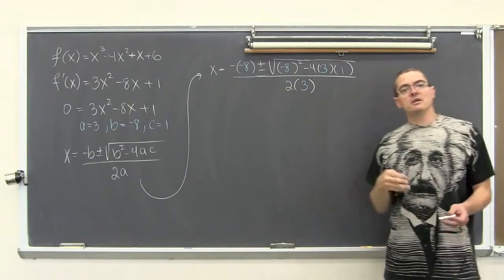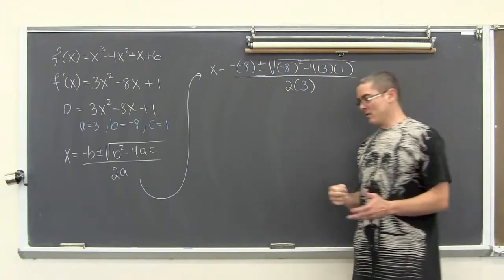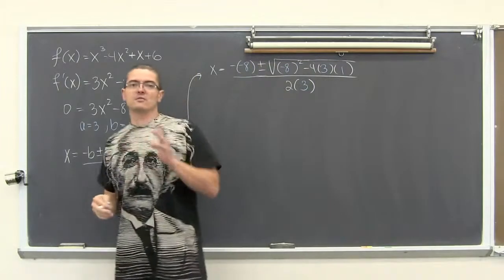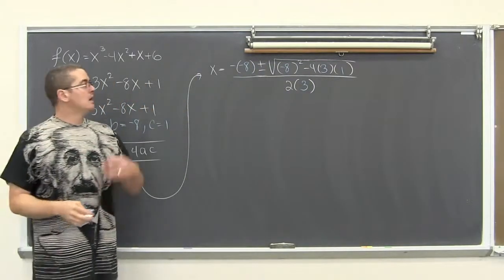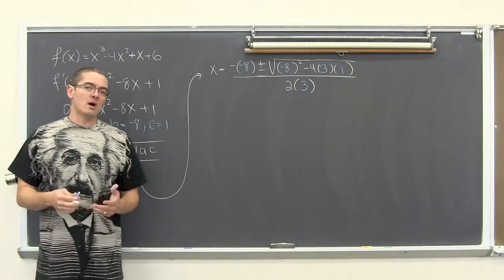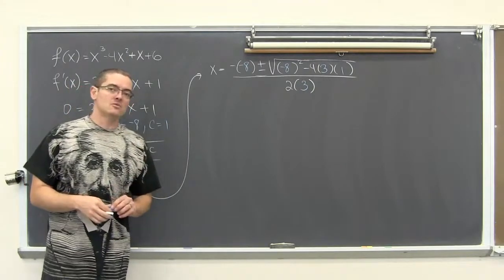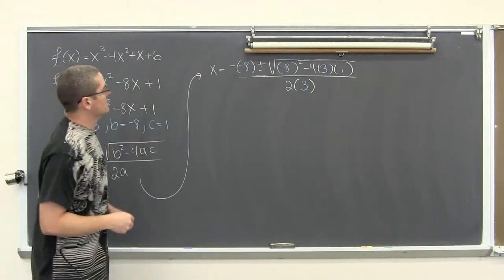So all we have to do is work this out, and I'm not going to worry about trying to check to the left and right to see if it's a relative max or min. I'll leave it up to you if the problems you're doing require that. We're just going to find the x values at which the derivative is equal to 0.